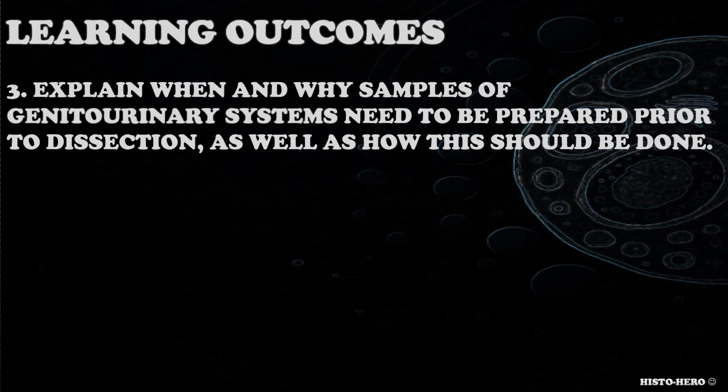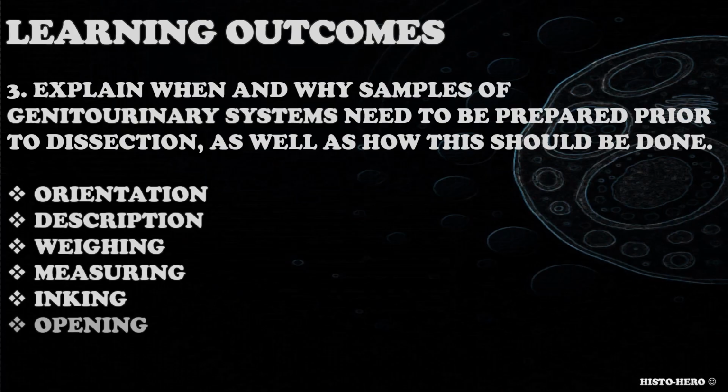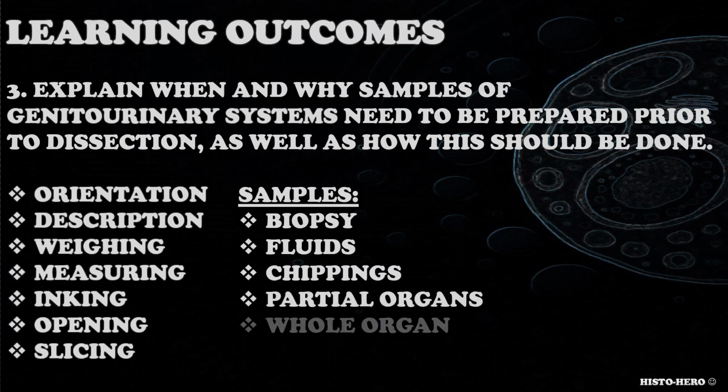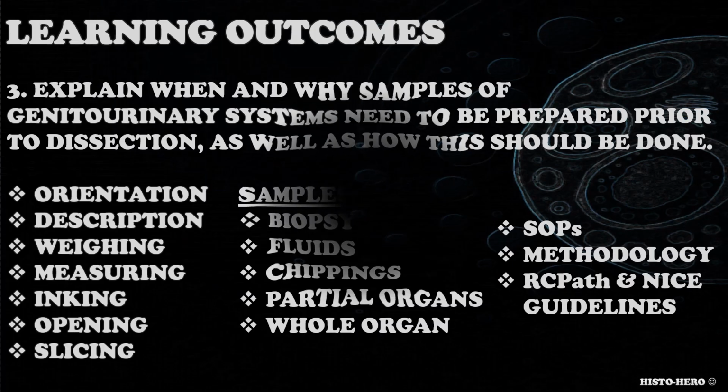Candidate could consider orientation, description, weighing, measuring, inking, opening longitudinally or hemisection vertically, slicing, sample types like biopsies, fluids like urine or washings, chippings, partial or whole organs and the difference in how they prepare them. The steps might be specific to each department, therefore they could consider SOPs, methodology used or RCPath and NICE guidelines.